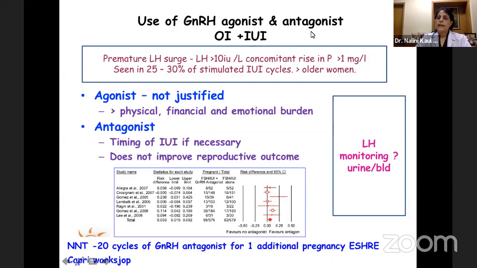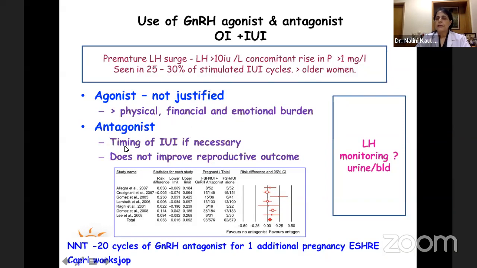Should we use the agonist or antagonist? Now, we know that a premature LH surge of more than 10 with a concomitant rise of progesterone of more than 1 nanogram, sorry, would suggest premature luteinization and premature LH surge. And this is seen in about 25 to 30% of ovulation induction cycles and also in older women. But does that justify giving an antagonist?